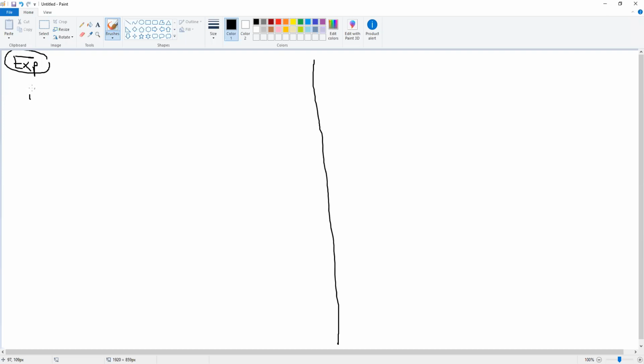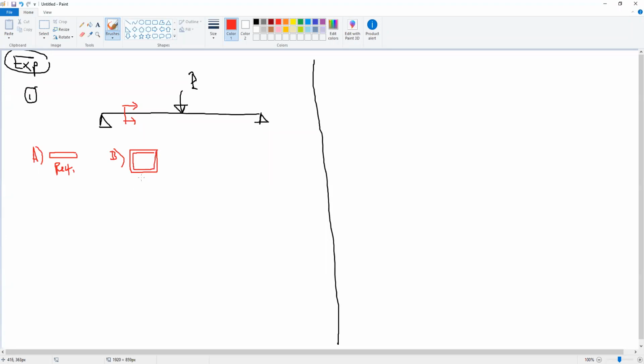The first case is the simple beam with the concentrated load P, to compare with the formula. But here, for the section of the beam, we have 5 types of beam today. If you cut here in the beam, we will have 5 cases or 5 cross sections. The first section is the solid rectangular bar section. The second section is the square hollow section, SHS.